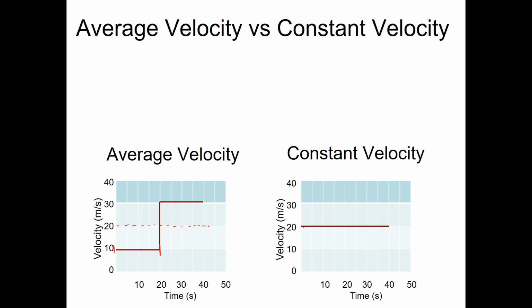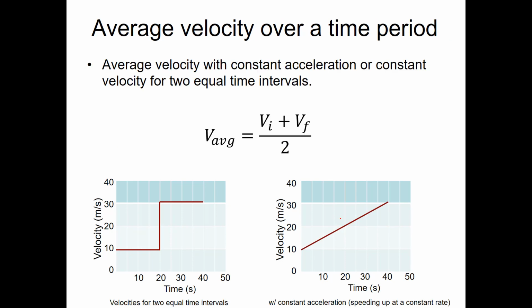Whereas constant velocity, this is when you were going the same speed the entire time. You never were faster. You never were slower. You were constantly going 20 meters per second. And if you keep on constantly going, you're going to keep on going 20 meters per second.